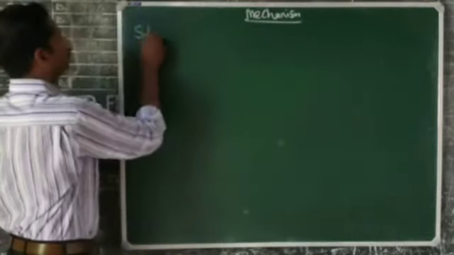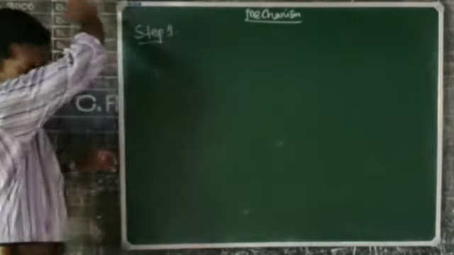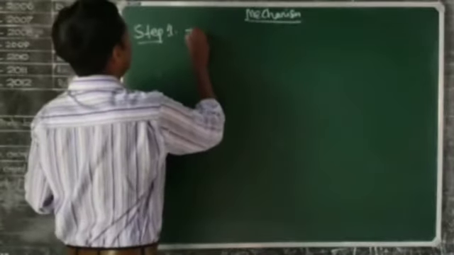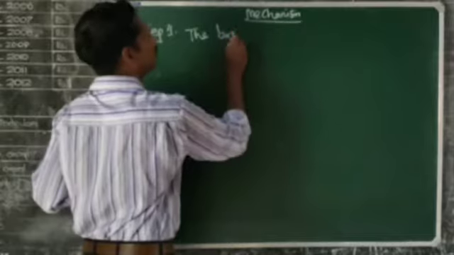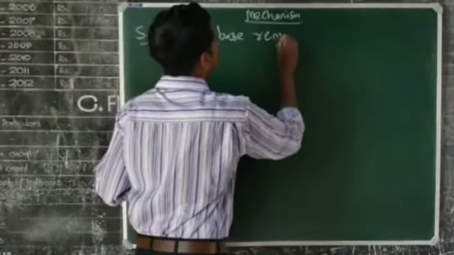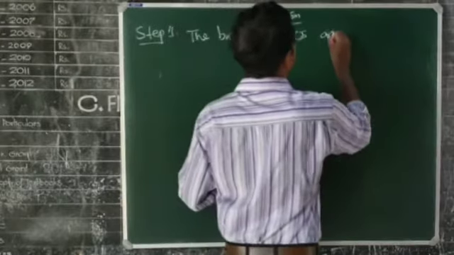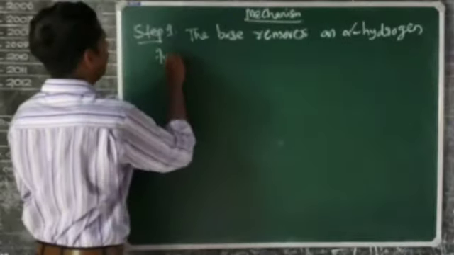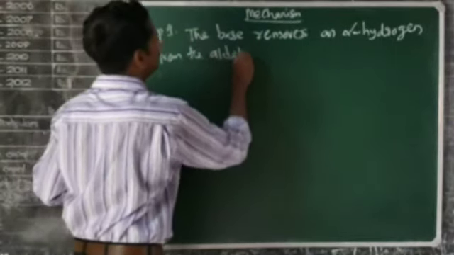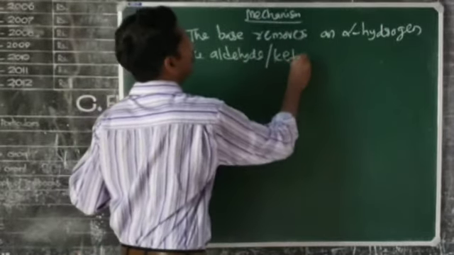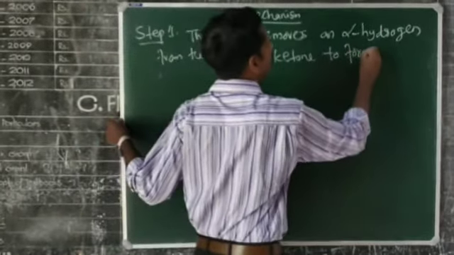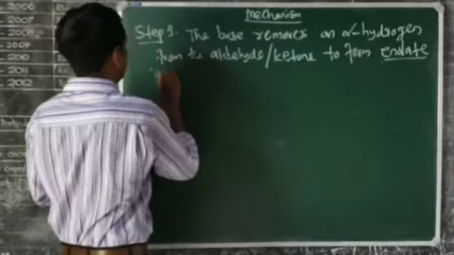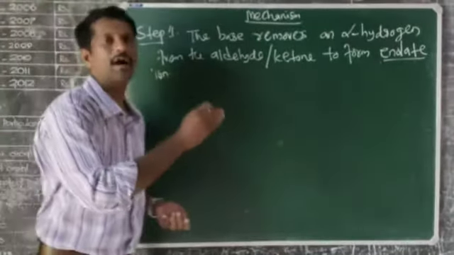Step 1. I told you the aldol condensation takes place in presence of dilute alkali. Therefore, the alkali, the base, removes an alpha hydrogen from the aldehyde or ketone to form enolate ion. This also we have studied, how enolate ion is forming.